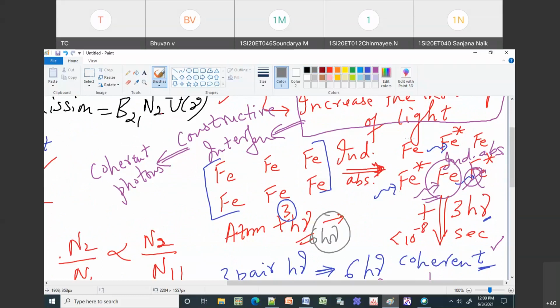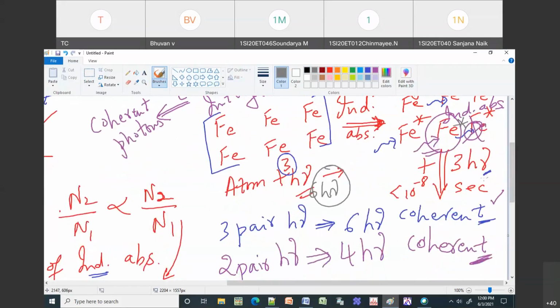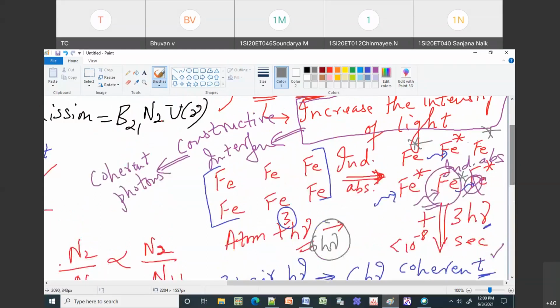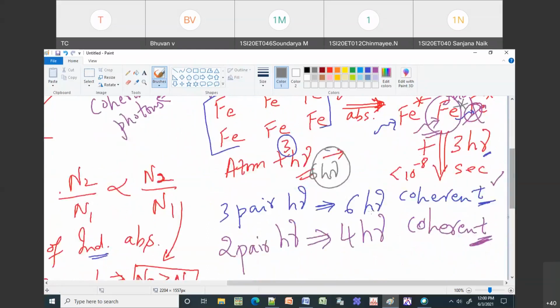All 6 atoms are in excited state. So now if you take this system, all are in excited state. If you send 3 photons, what happens? You will have more probability, or all your 3 photons will help at least 3 atoms to undergo stimulated emission. So in that case, you can always get 6 coherent photons or 3 pair of coherent photons.